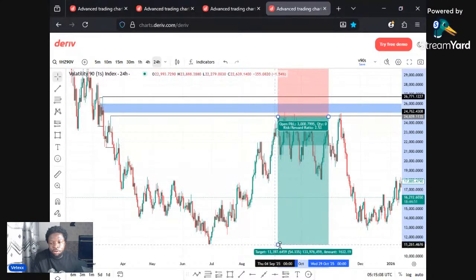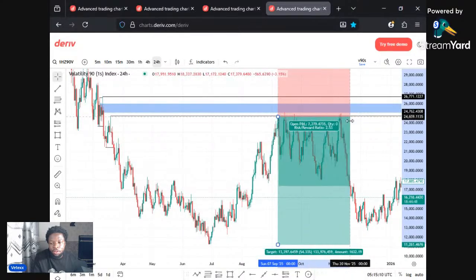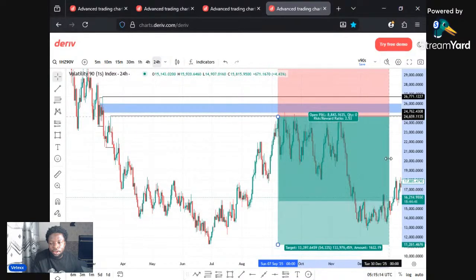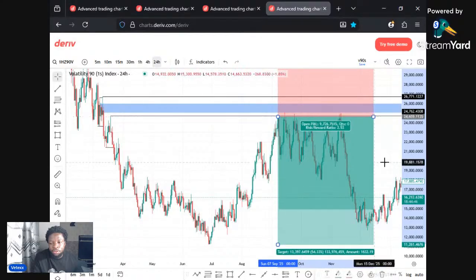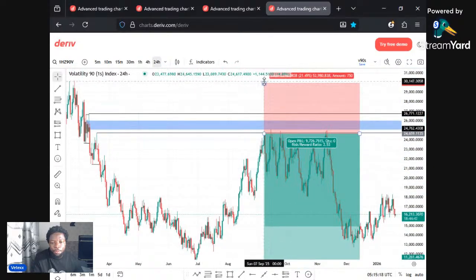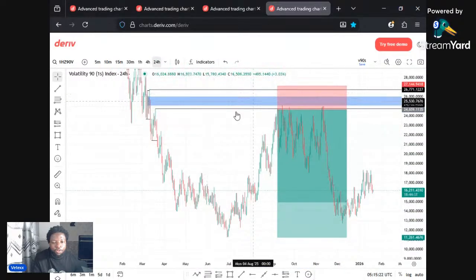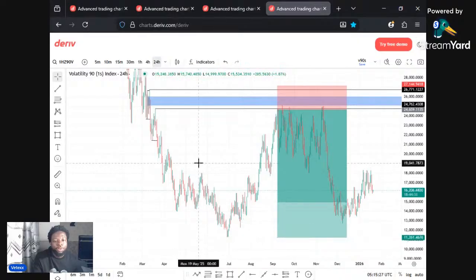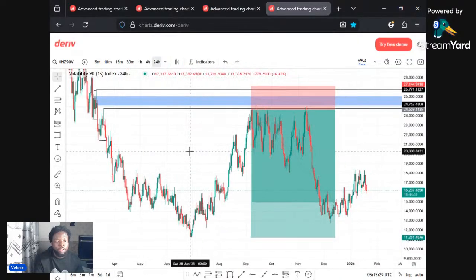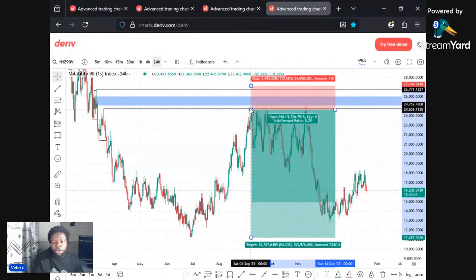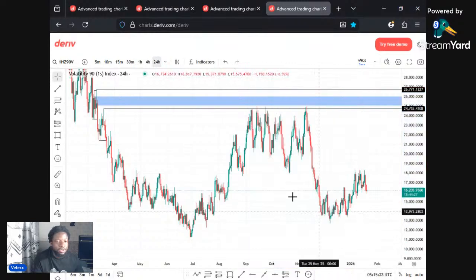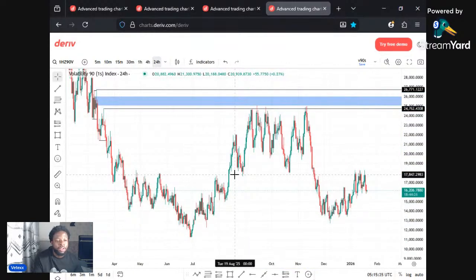Now this 24-hour structure gives us a direction. Look at where price is moving from, and this is the direction. Now we are going to be following the direction of where the price is going. So what do we do next? We have gotten the direction on the daily time frame, where price is going to.